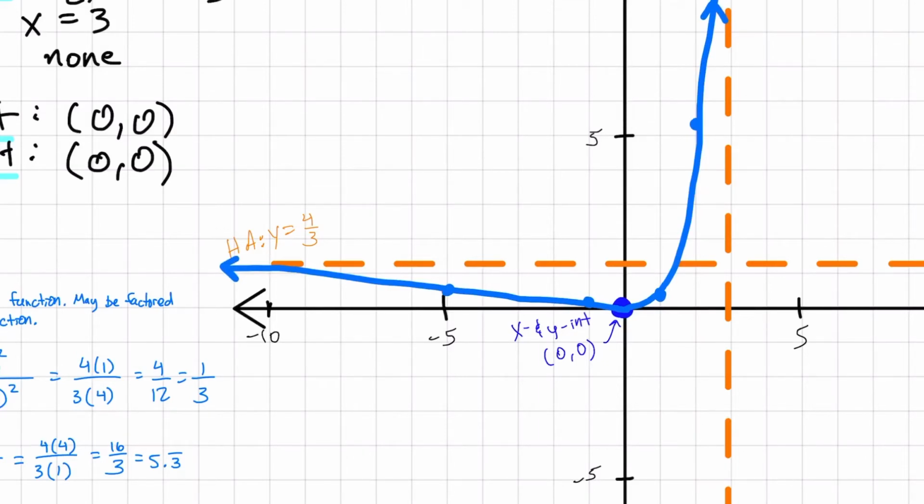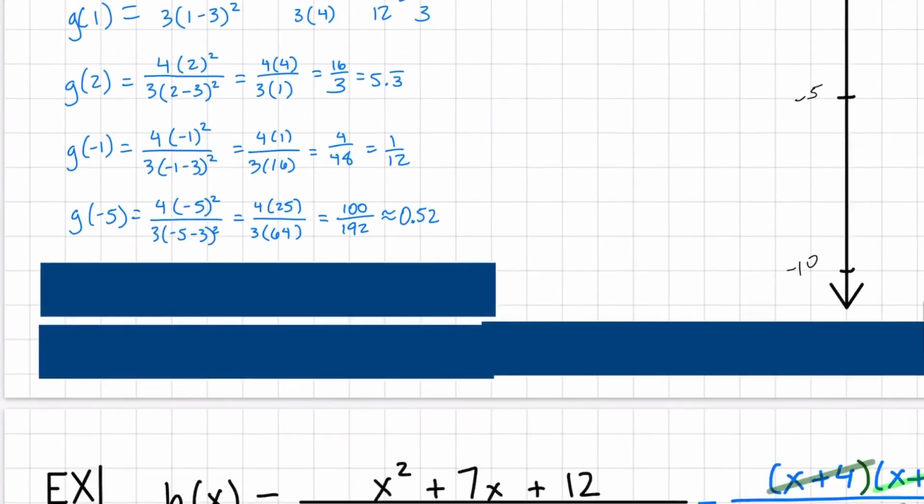All right, so that's quite interesting for that rational function. So now let's see what's happening on the other side.